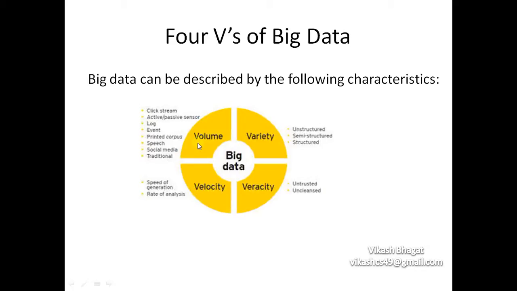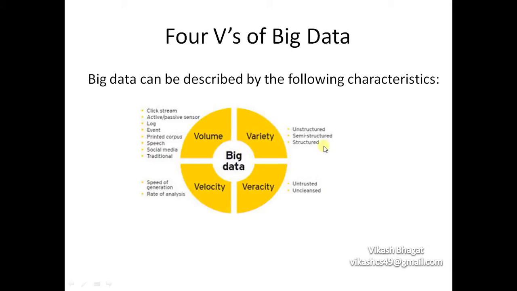So volume. As we have already seen, there are various sources of data, and these sources are creating a large volume of data. Velocity is the speed of generation of data. We have already talked about social networking sites like Twitter. Twitter generates millions and millions of tweets per second. So velocity is the speed of generation. Also, velocity is the rate of analysis of the data.